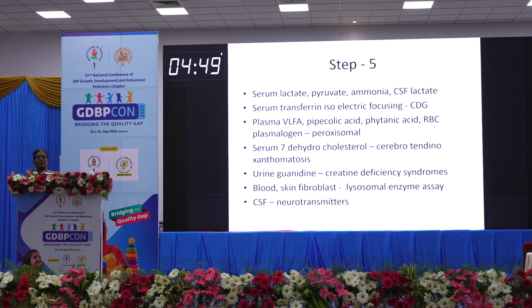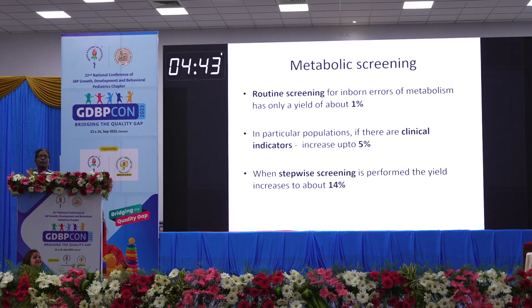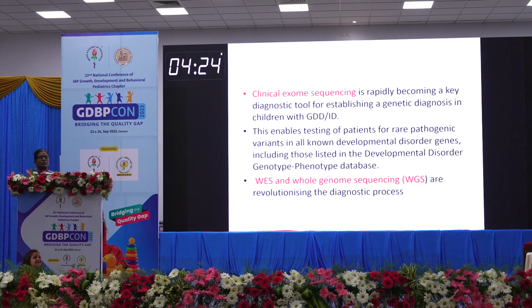And we may have to carry out CSF neurotransmitters to diagnose neurotransmitter deficiencies. And what is the yield of metabolic screening? A routine screening will yield only about 1%. But if we do it methodically, if there are clinical indicators in that particular child, the yield increases up to 5%. When we do it in a stepwise manner, then the yield increases to about 14%.